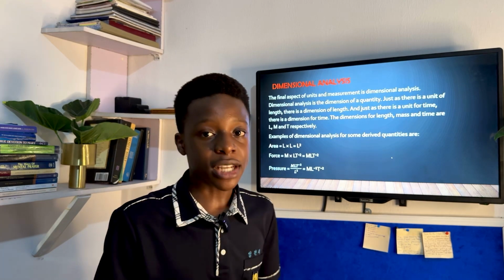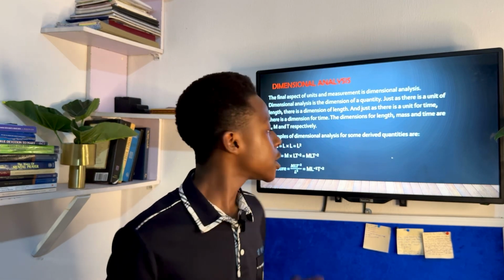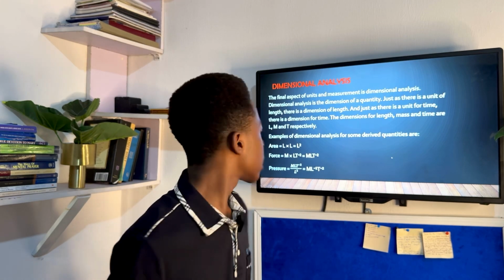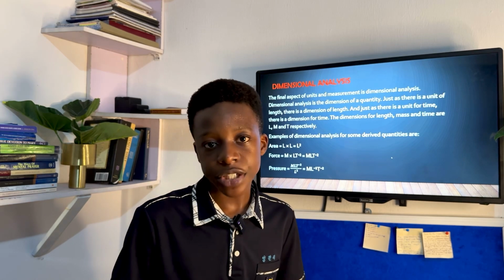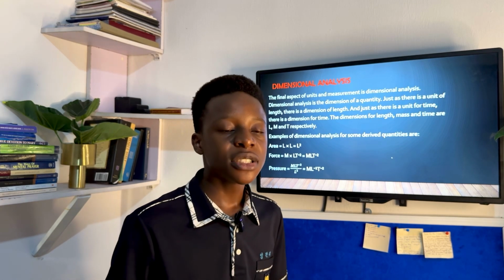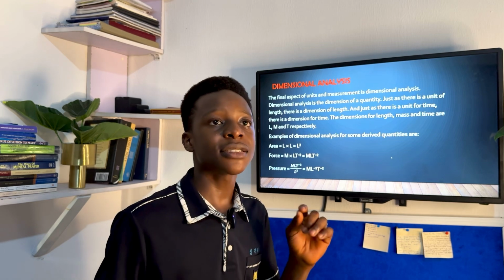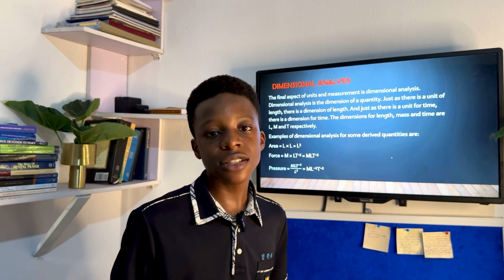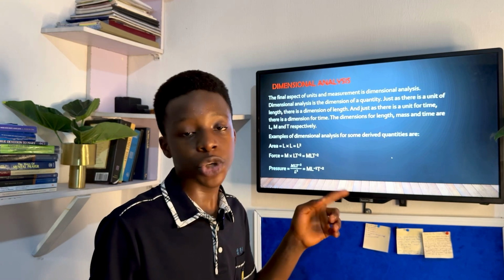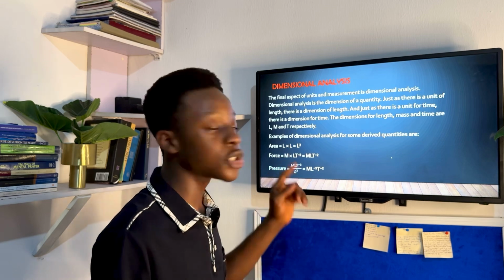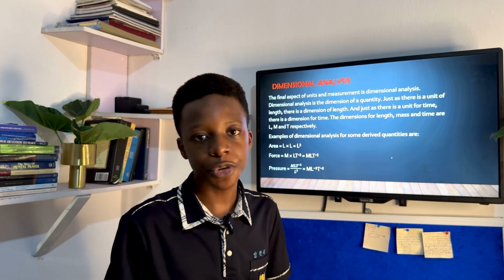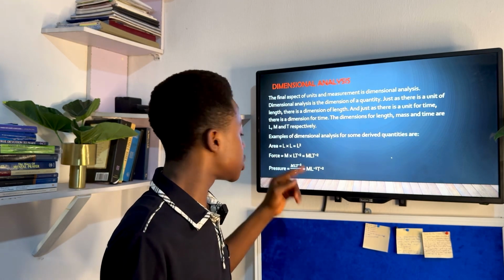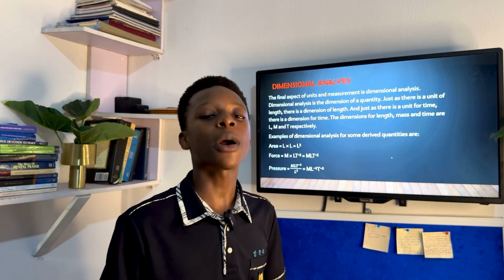Area is length times length, and the dimension for length is L, so the dimension for area is L times L, which is L squared. Force is mass times acceleration. The dimension for mass is M. I said that the unit for acceleration is meter per second squared. Meters is measured in length, and seconds is measured in time. Because it had the -2 at the top, the dimension for acceleration is LT^-2. If you multiply these two, we get MLT^-2.